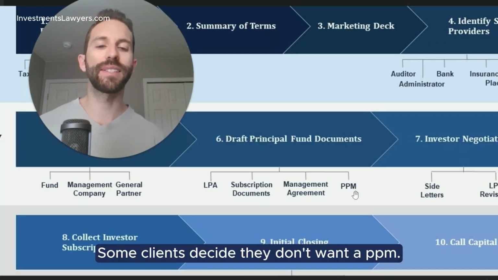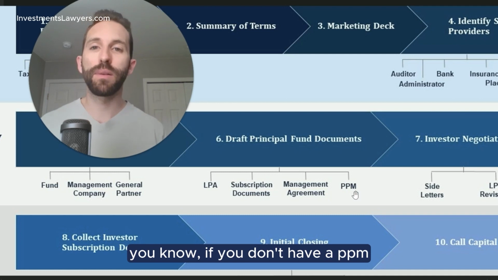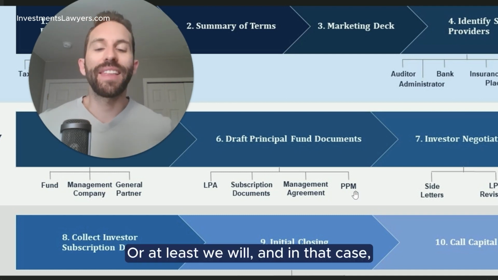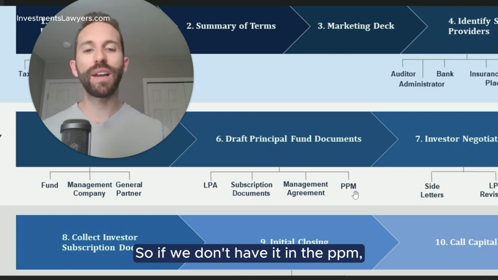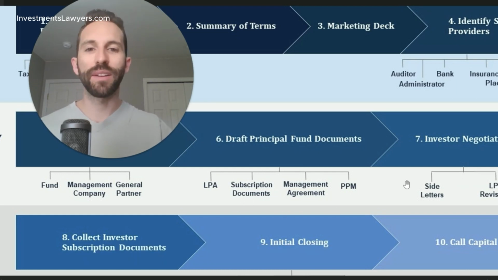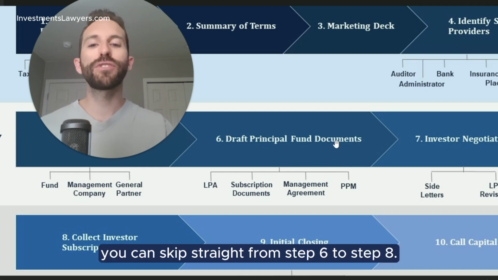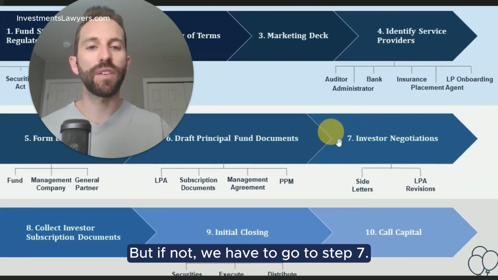Some clients decide they don't want a PPM. They want to save some money. If you don't have a PPM, the law firm will charge less money, or at least we will. And in that case, you can skip the marketing part, but the legal disclosure part, we need that somewhere. So if we don't have it in the PPM, we'll stick it at the end of the subscription documents instead. So sometimes, if you're lucky, you can skip straight from step 6 to step 8. But if not, we have to go to step 7.